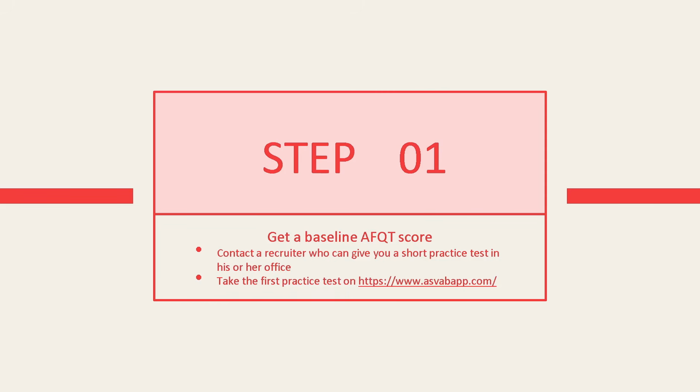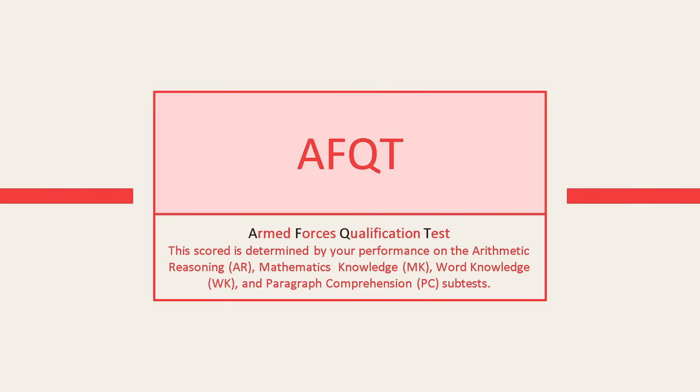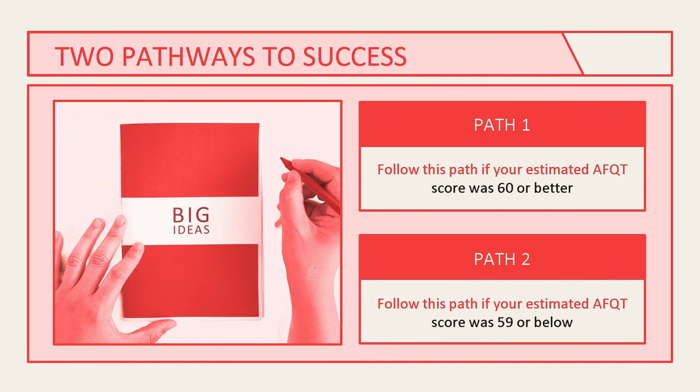Okay? Now, if for some reason your local recruiter doesn't do that for you, I also built a small website called ASVABapp.com. And if you go there, you can take a mini practice test as well, which should help you estimate your AFQT score. All right, and just to reiterate what was on the first slide, AFQT stands for Armed Forces Qualification Test score, and it's determined by your performance on the arithmetic reasoning, math knowledge, word knowledge, and paragraph comprehension subtest.